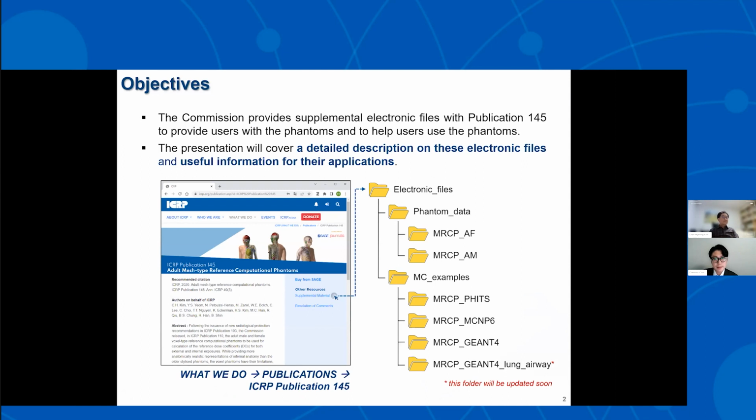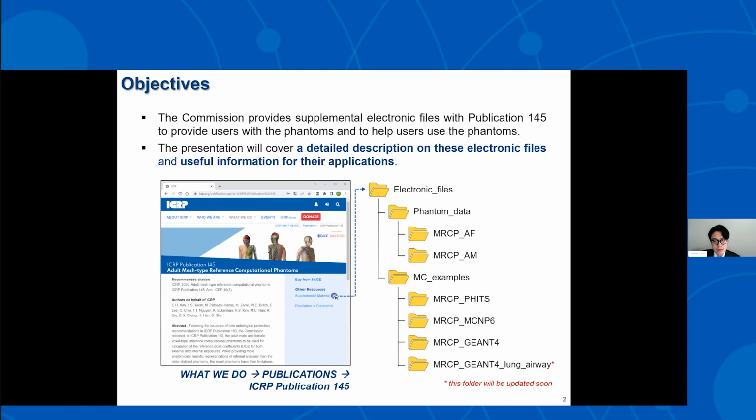As Dr. Yum already said, the ICRP is currently providing the electronic files with the publication 145. So those who want to use the phantoms can download the electronic files by clicking What to Do, Publications, and ICRP Publication 145 on the website, and then clicking the supplementary material here. Through this presentation, I'd like to explain these electronic files in as much detail as possible within the given time, and also provide some practical information about using the phantoms.